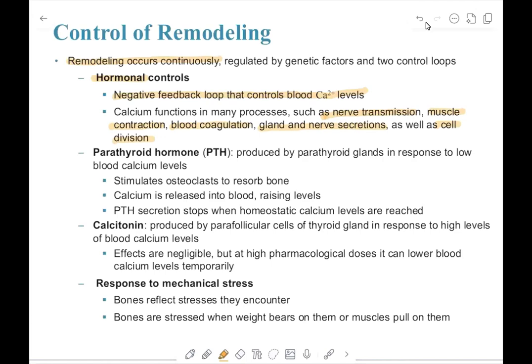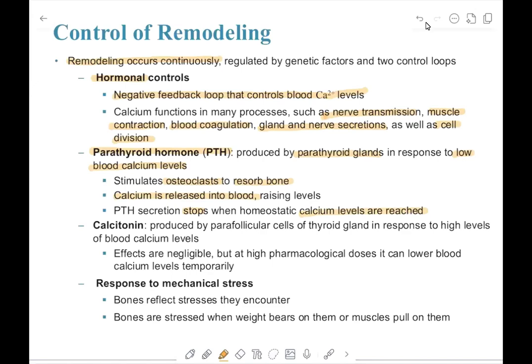So, the main hormone that controls calcium balance is PTH, which is parathyroid hormone produced by the parathyroid gland in response to low calcium levels. So you need to know that PTH stimulates osteoclasts that resorb bone. Calcium is released into the blood to raise the levels, and that secretion stops when the calcium levels are reached.